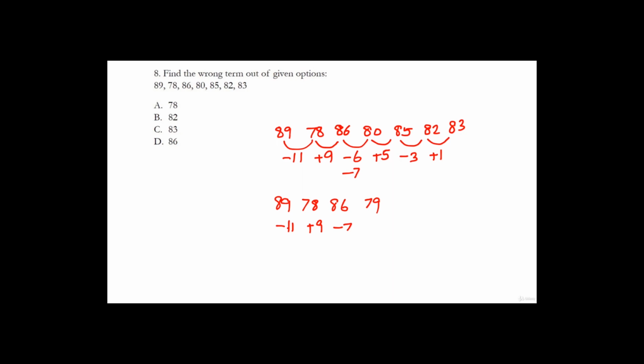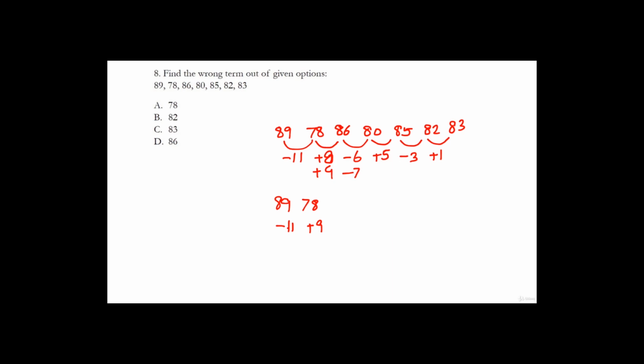79 plus 5 is 84. 84 minus 3 is 81, and 81 plus 1 is 82. Sorry, there is a calculation mistake. Here it is actually 78 plus 9, not 8, and instead of minus 6, let us put minus 7.